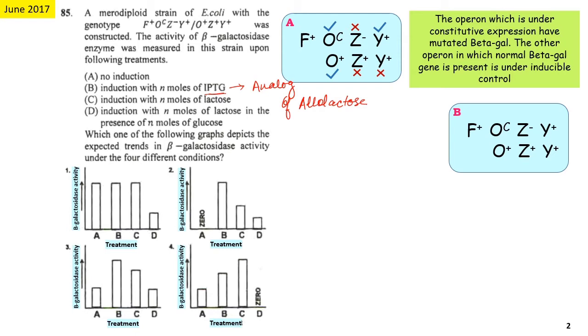Okay, now the first operon we are going to ignore. In case of the second operon, as IPTG is present, this repressor molecule will become inactive.